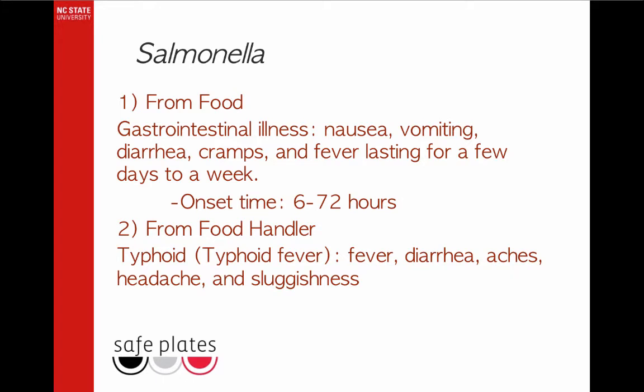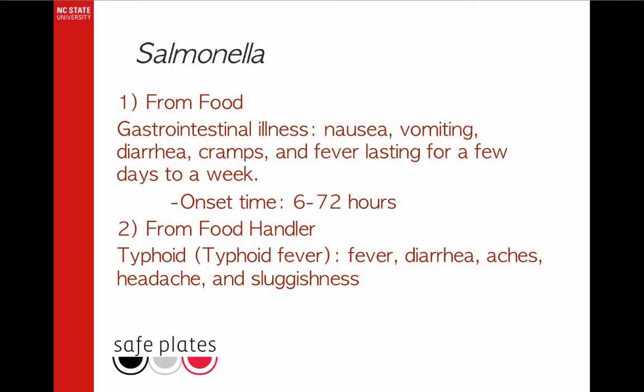There are two ways people can get sick from Salmonella. The first is by eating contaminated food. If you have food poisoning from Salmonella, you will likely have nausea, vomiting, diarrhea, cramps, and a fever. It usually takes between 6 and 72 hours after eating something contaminated with Salmonella to start having these symptoms.